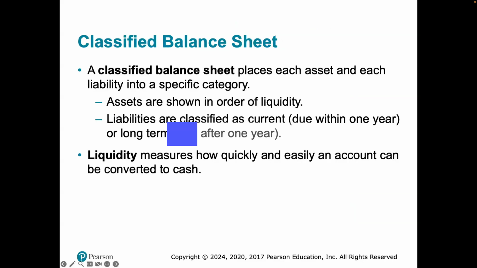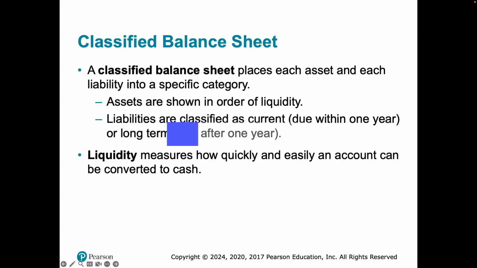So now we're going to take this a step further. And instead of just having a general balance sheet, we're going to have a classified balance sheet. This places each asset and each liability into specific categories. So we're going to break down the balance sheet into the assets and liabilities. Assets are shown in order of liquidity.